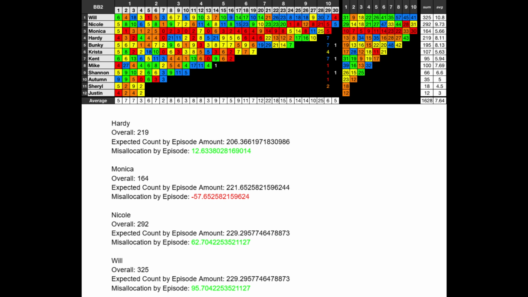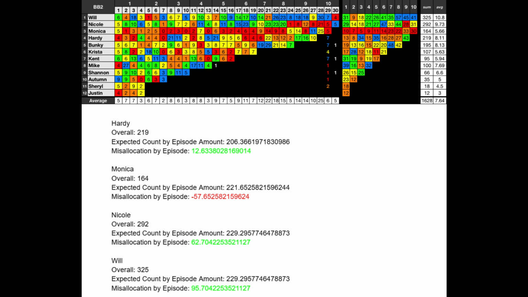Hardy has an overall diary room count of 219, and the expected count by episode amount pertaining the amount he lasted in is 206.36. This means that he has a misallocation amount of 12.63 confessionals. So he's a bit over the average or perfect amount. So he's a bit over edited pertaining his confessionals, but it's not a big deal.